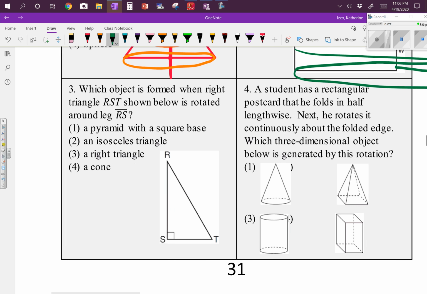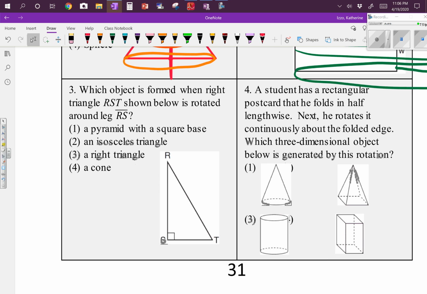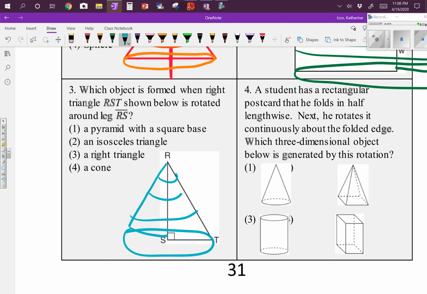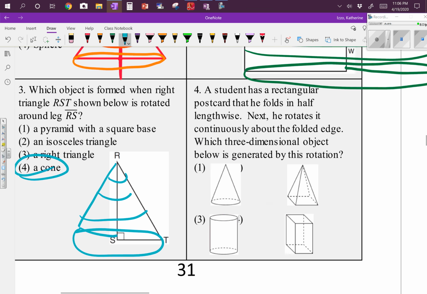So for this one, when we rotate this, we're going to rotate it around RS. So we reflect it on RS. Yeah, we have to reflect it, and then we're going to spin it. It's exactly like the first one, so we get a cone.